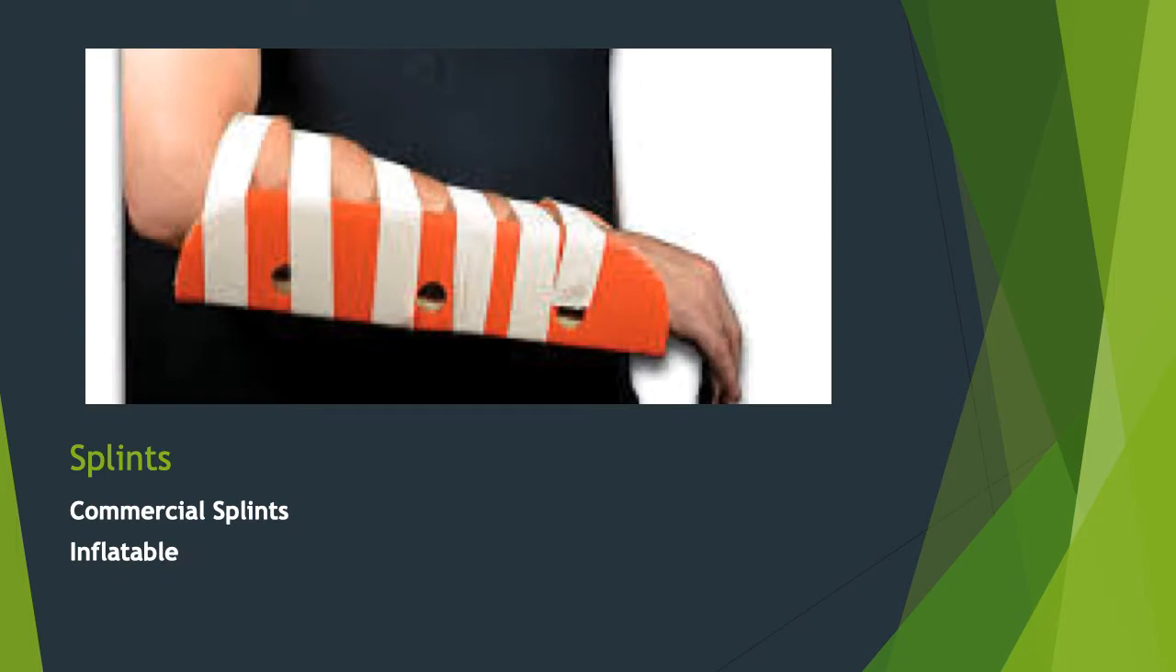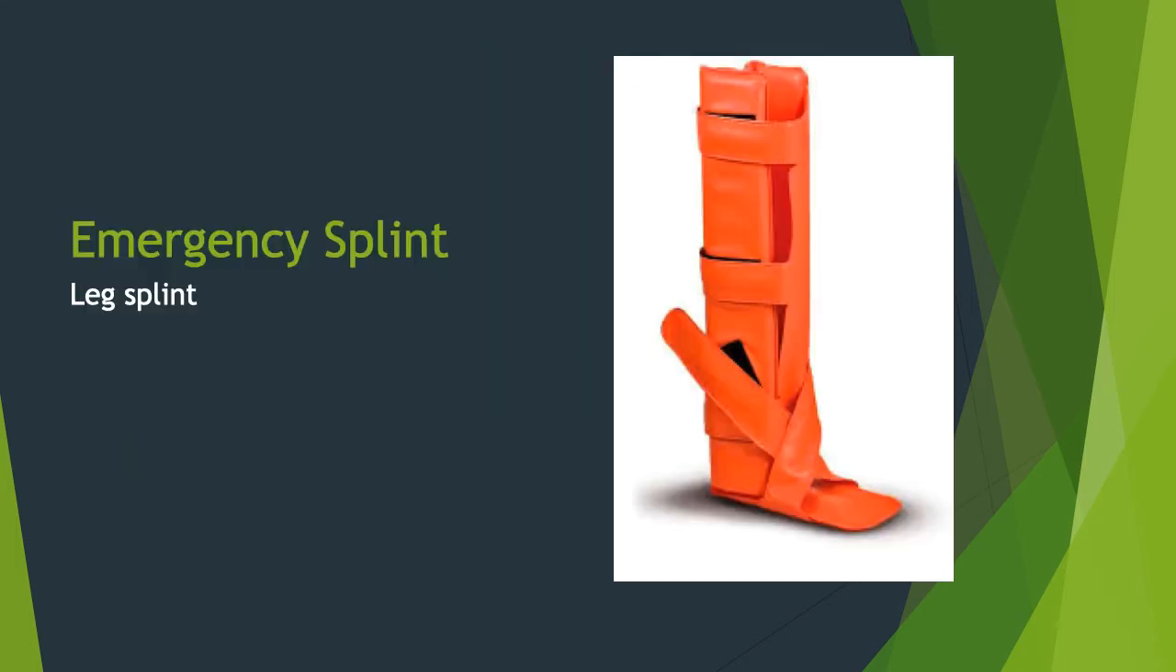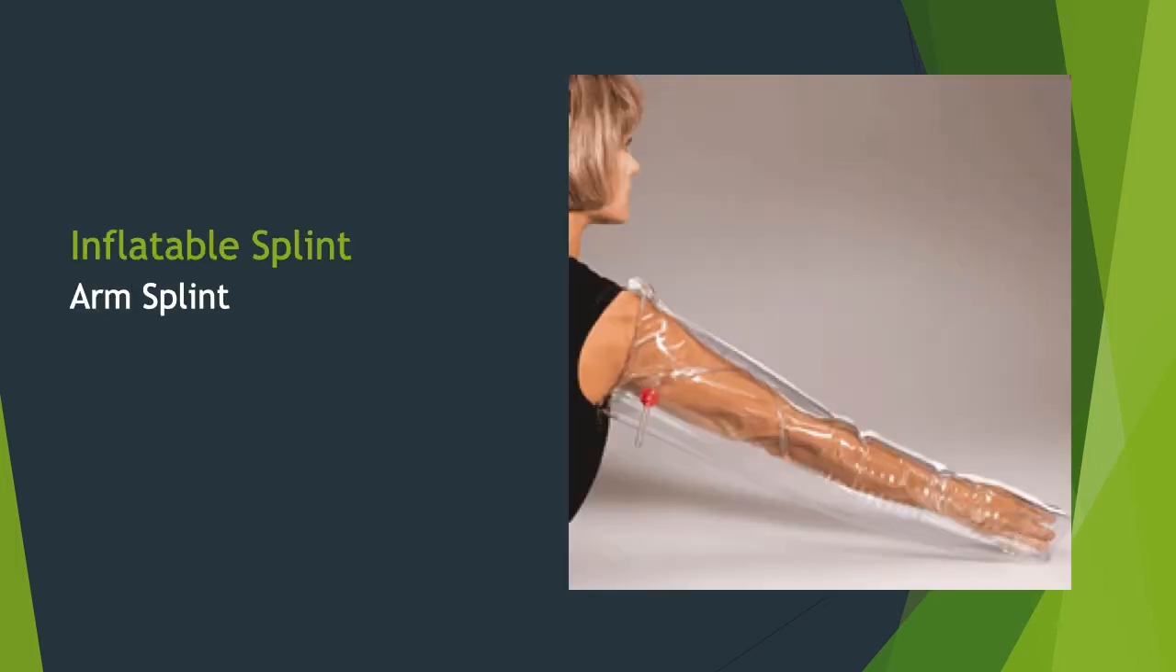So this is a picture of a splint. This is a temporary splint, and they can be commercial or inflatable. This is an example of an emergency splint for a leg. And when you apply an emergency splint, the nurse should avoid changing the position of the injured part to prevent any additional injuries. This is what an inflatable splint looks like, and this is for the arm.